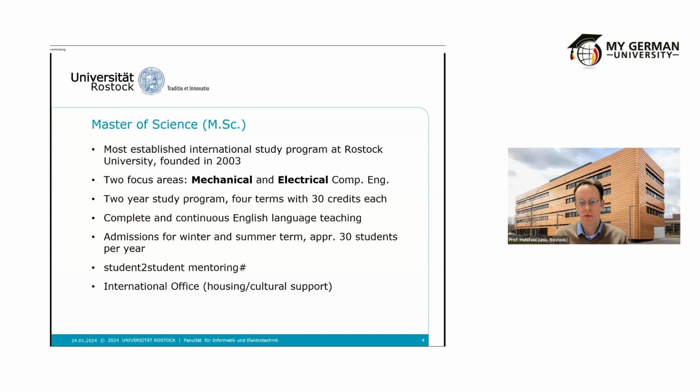It's a 2-year study program, 4 terms. Each term you're supposed to collect 30 credits. We have all of our master level courses in English. So, of course, there might be some German language elective courses, but you can compile a nice study program in English language. We accept applications and we allocate admissions for winter and summer term. Winter term is a little bit stronger. And in total, we are hosting around 30 to 40 students per year.